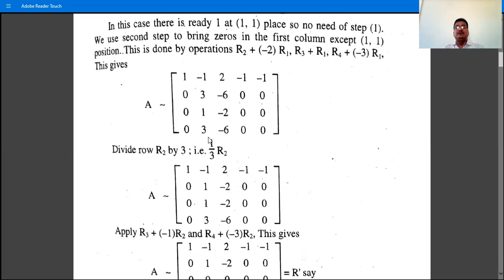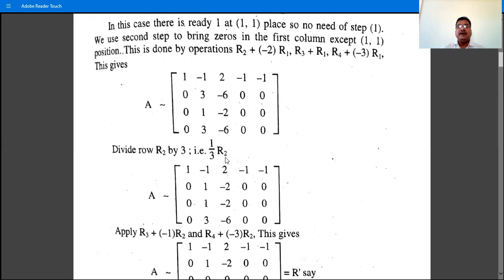Then the next operation is what? Next step is what? Reduce this element 3 to 1. So what is the operation? Either use the rows below. This 3 is in the second row, so use the third row or fourth row to reduce this element to 1. Suppose at this place there is 1, then apply the operation R2 minus R3. So 3 minus 2 becomes 1.